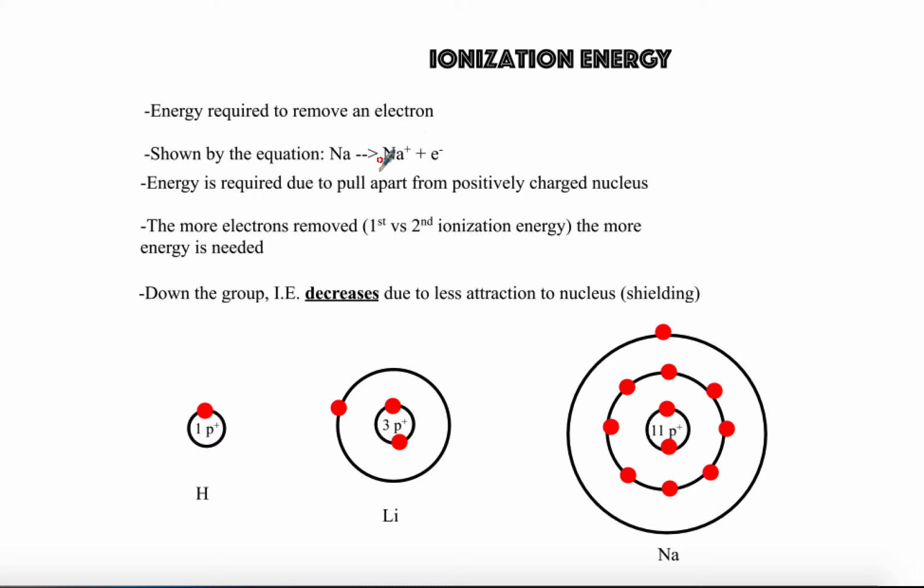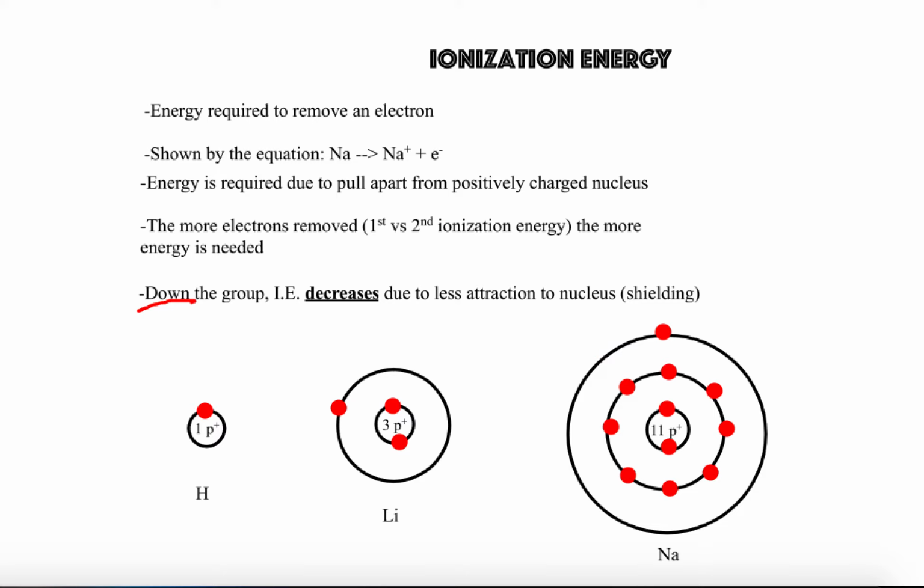Now, when we go down a group, again, we're going to focus on the attraction to the nucleus, because that determines how easy or hard it's going to be to remove an electron. If there's more shielding, more protection between electrons, then it's going to be easier to pluck off, meaning less energy. So as you go down the group, the ionization energy is going to decrease because there's more shielding, so there's less attraction, making it easier to pluck off those electrons.